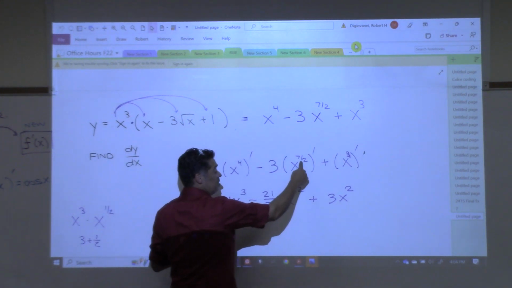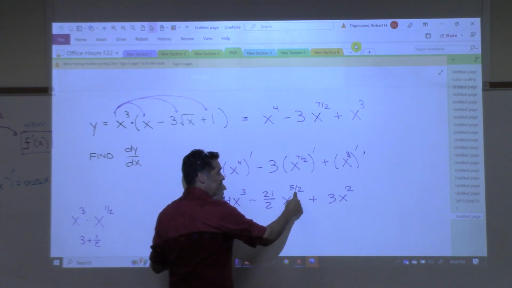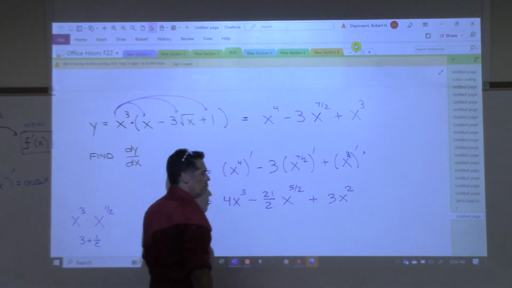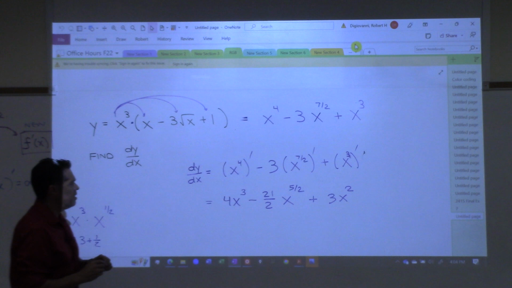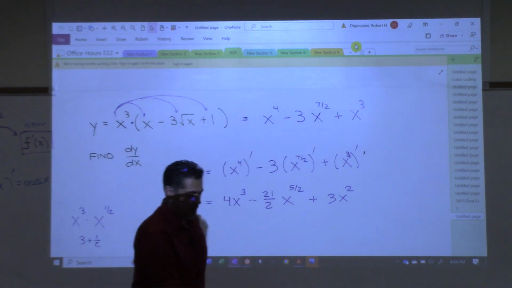And then you subtract 1 from this, and you get 5 halves, and then this one is pretty, I think, straightforward. I'm going to leave it like that, and if you're having any trouble, then you can ask me at the end of class, like, how did you get that? That is correct, though. All right, ready for another one?